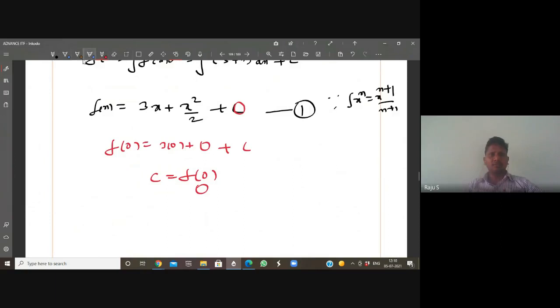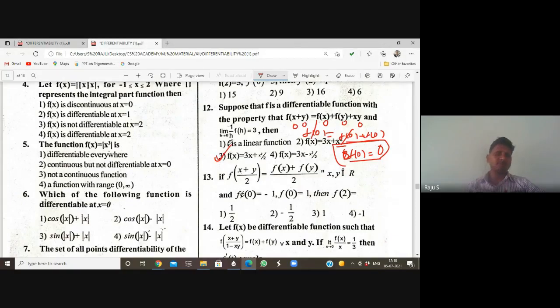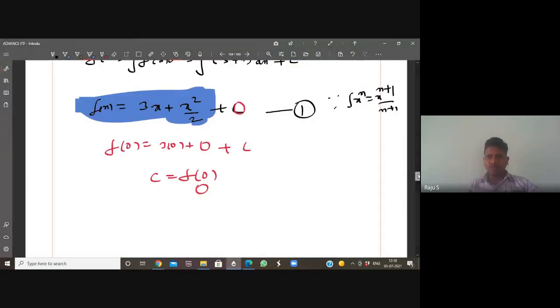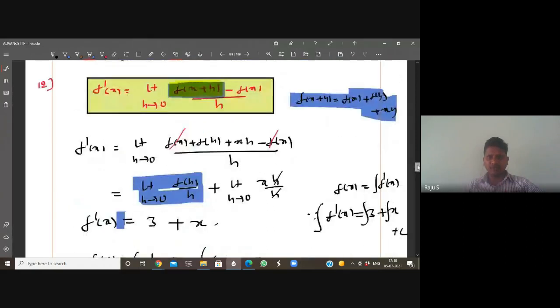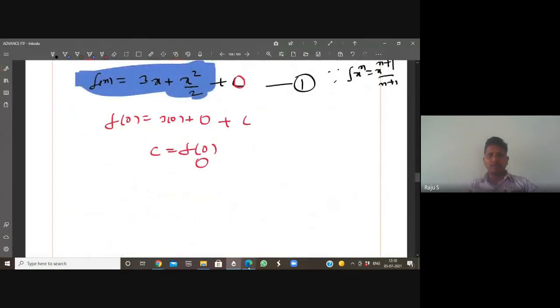The required answer is 3x plus x square by 2. The required option is the third option. C value is obviously 0, right? Once again, to find c value, c is equal to f of 0, we got it. F of 0 value is 0, with the help of the given condition.